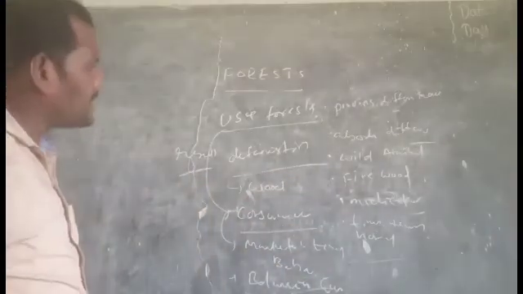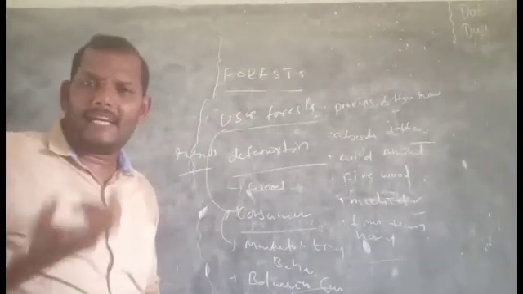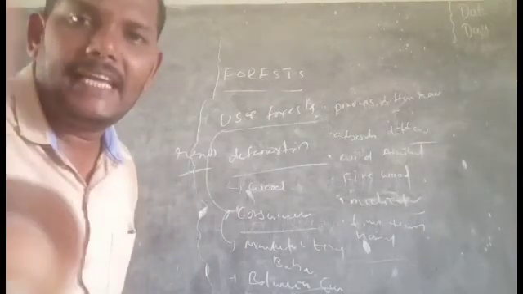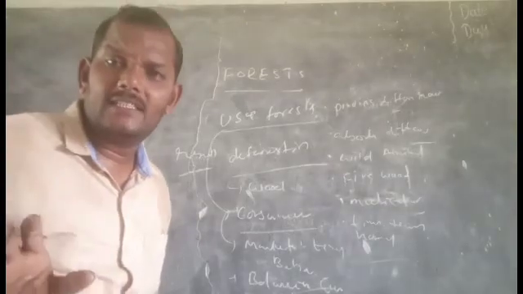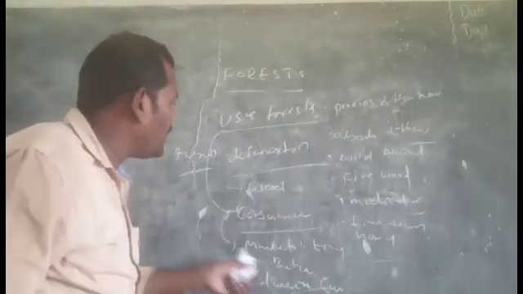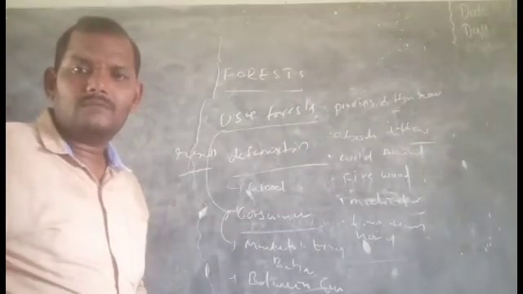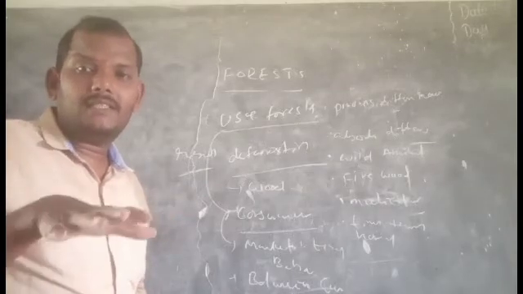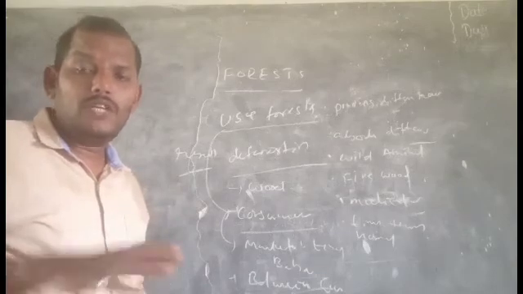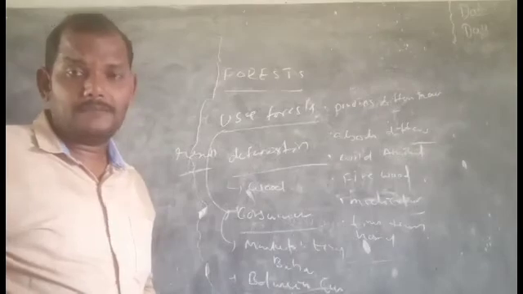If there is no forest on the earth's surface, nowadays we see the forests are completely declining. If the forests are declining, these are all not available. So the total system is broken. So these are the effects of the reducing of forest.